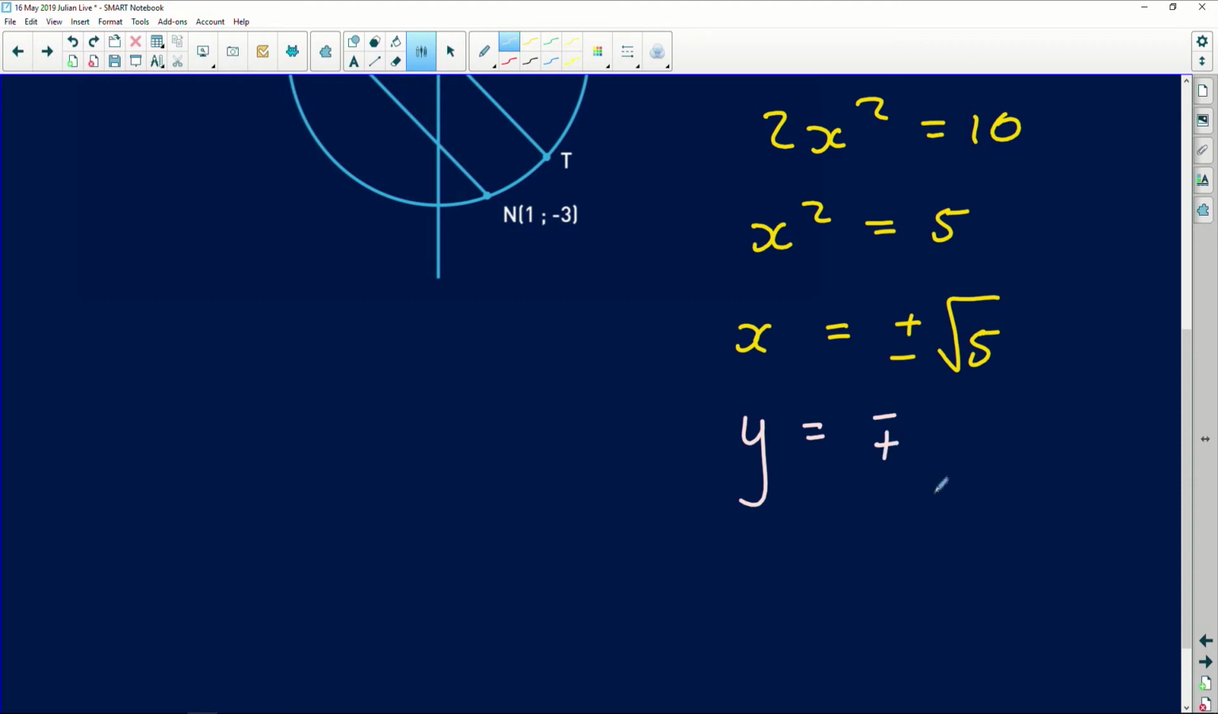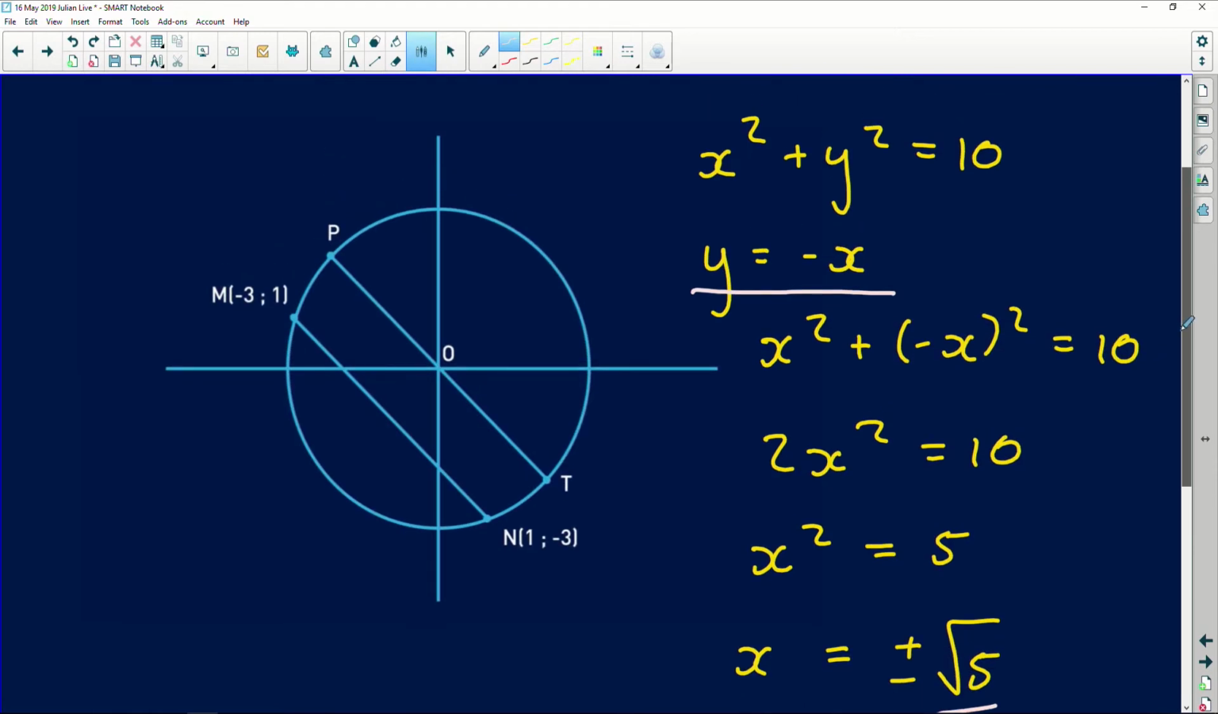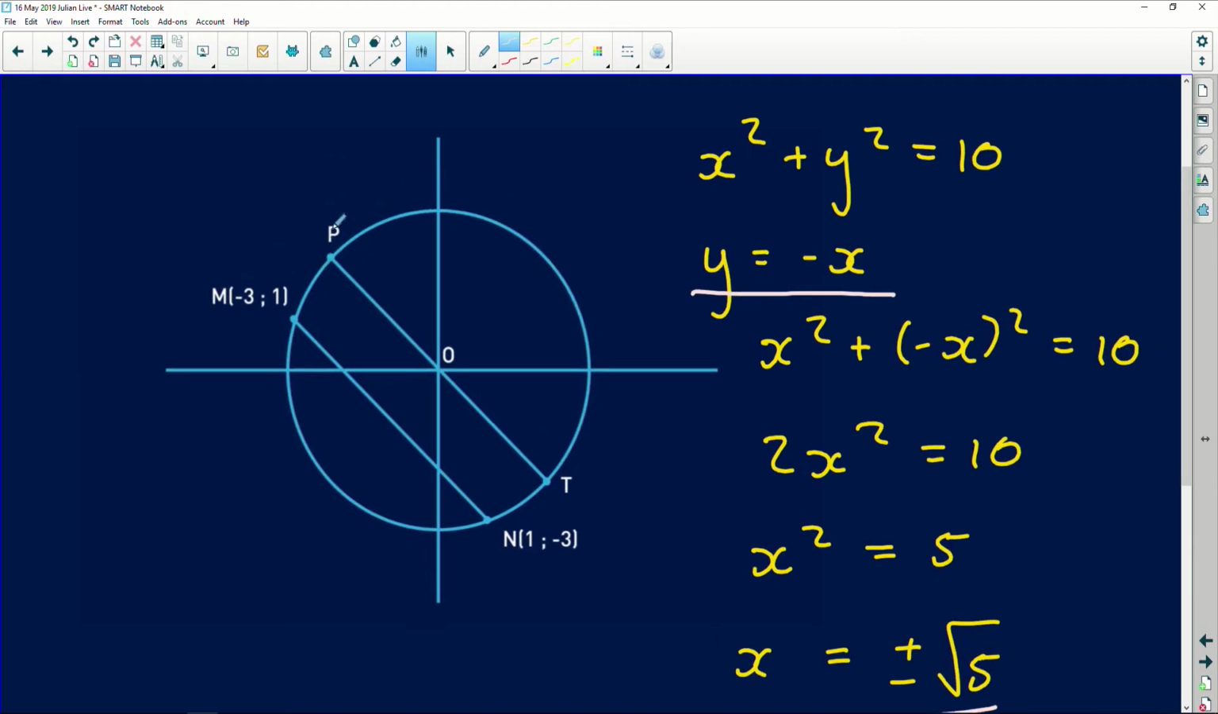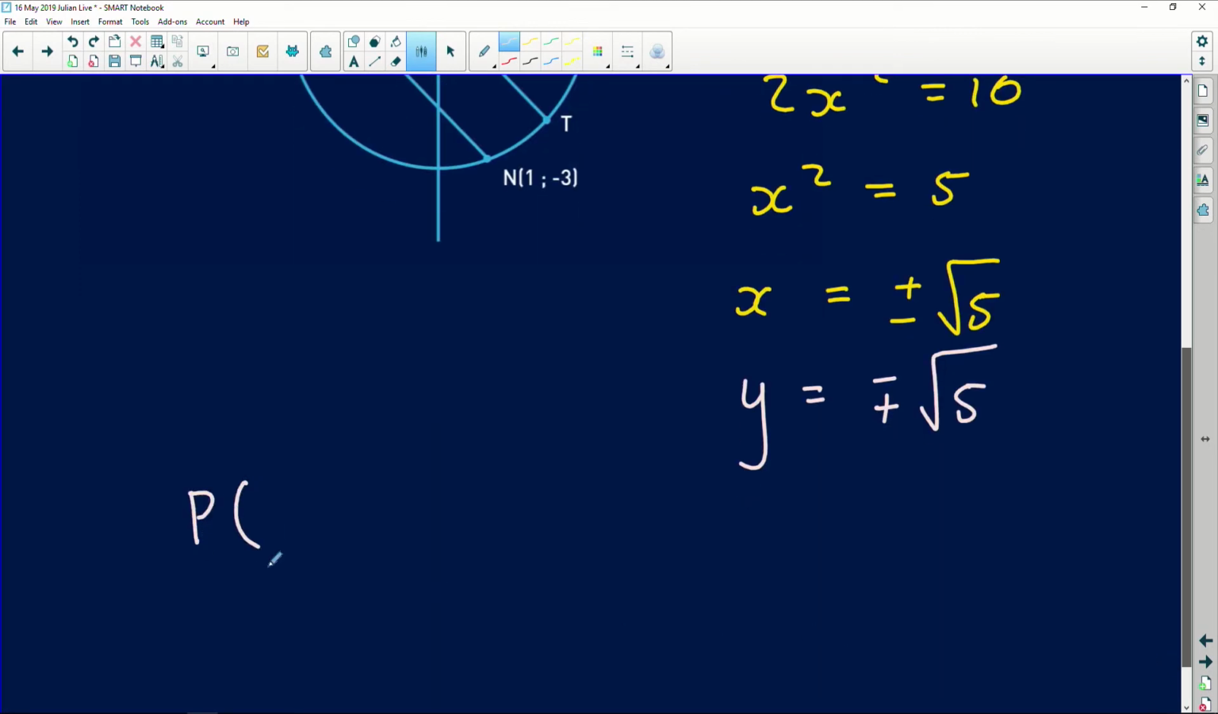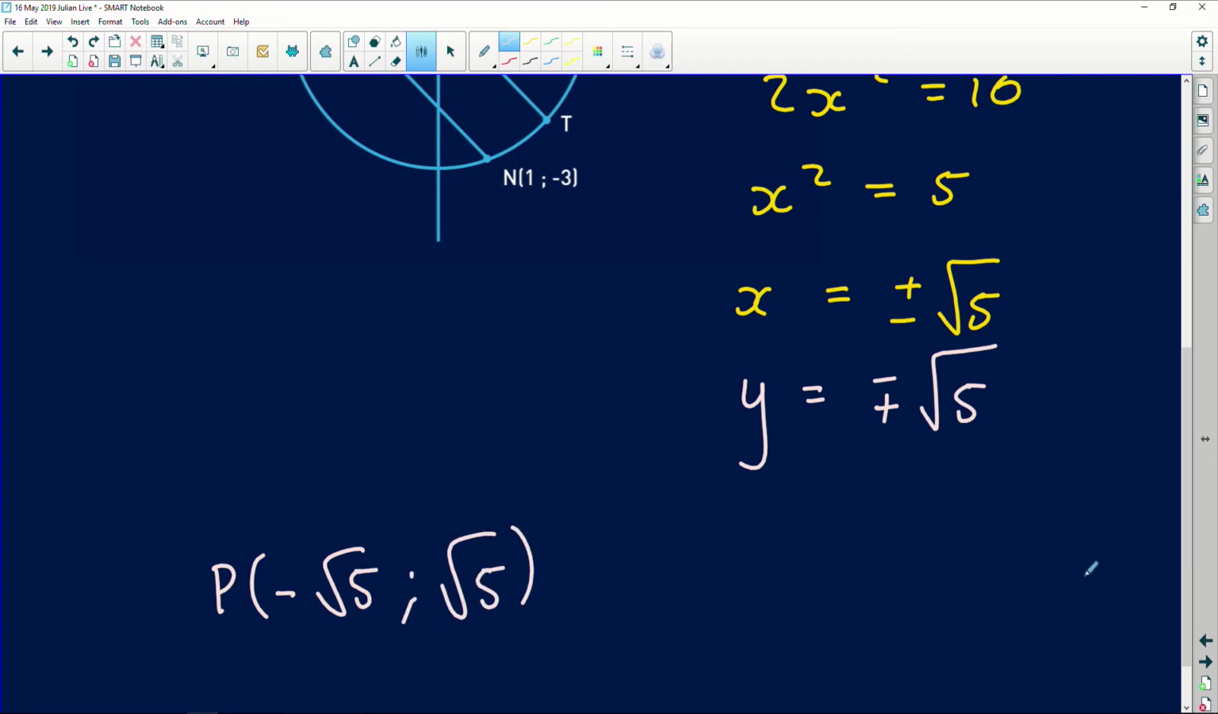It's going to become negative or positive root 5. So if we go back up to my diagram, we can see that P is in a quadrant where x is negative and y is positive. So we can then say that P is going to have the positive root 5 value, and it's going to be, sorry, I lied. I just said it has a negative x, and I just put positive. So it's going to have negative root 5 and a positive y value of root 5.